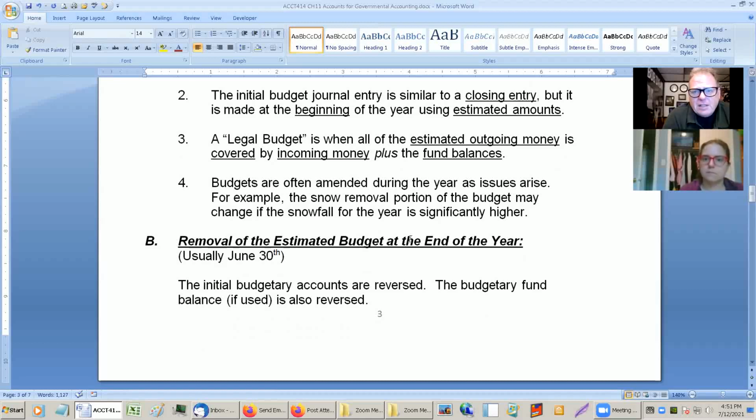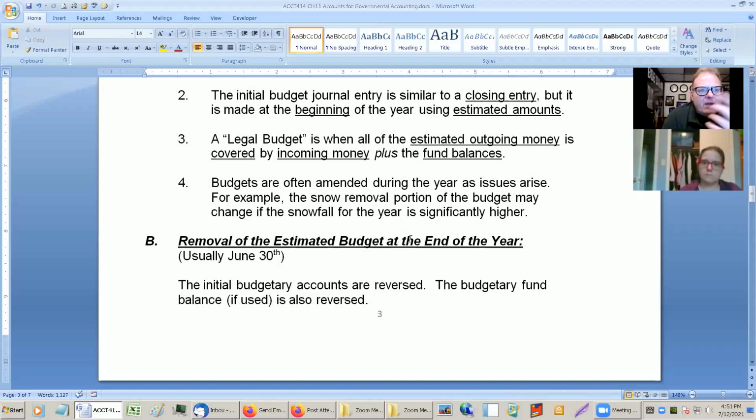If we have a really light year, you have all this money left over for salt that you don't need to spend on salt. So you can transfer it to the library fund, the education fund, whatever it is. So a lot of times these are amended. They can be legally amended as long as they still have a fund balance during the year. It's not uncommon to have things arise.